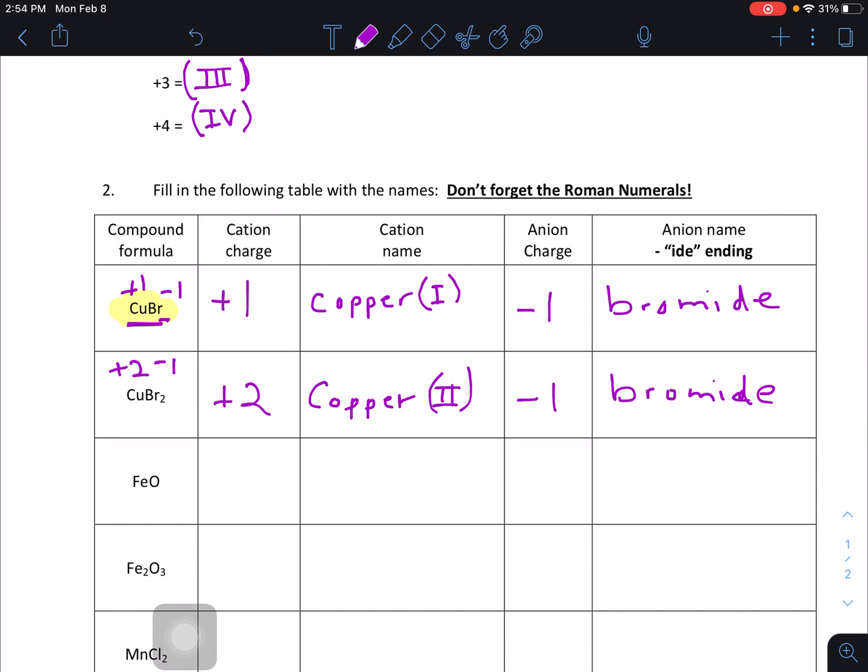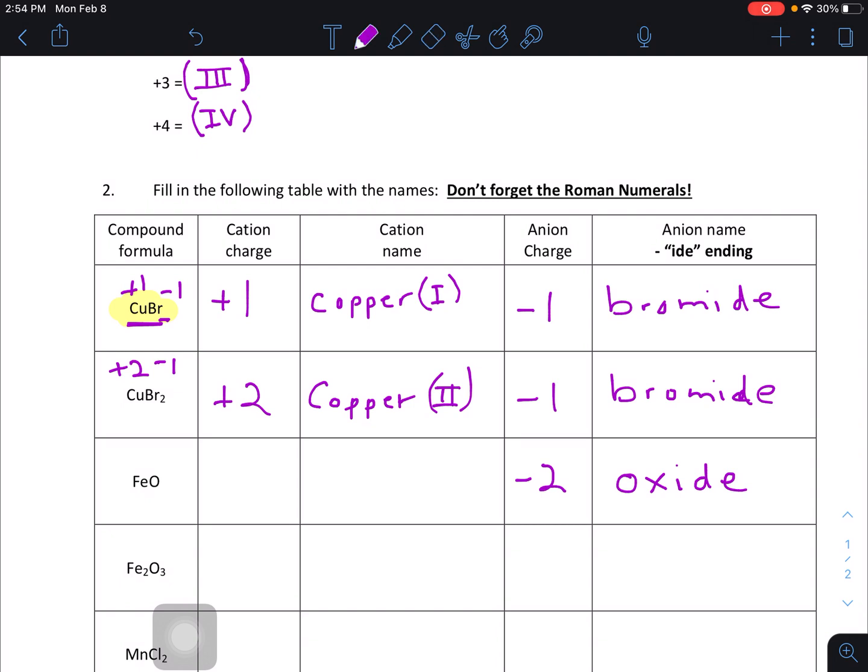Okay, let's do one more. We have iron and oxygen. Again, we always want to start with the anion. In this case, oxygen, atomic number 8, is in group number 16. These group 16 elements are always a -2 ion, and this is oxide. So we change it from oxygen to oxide.